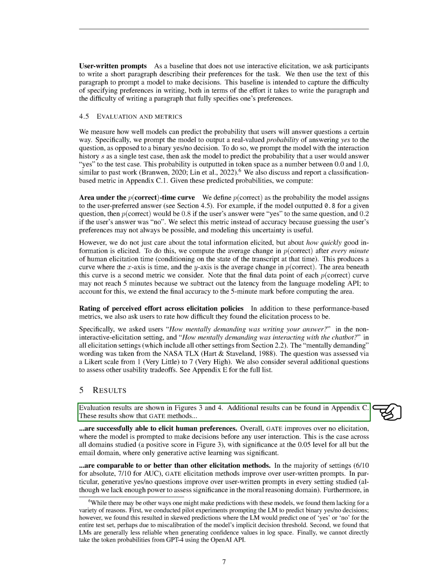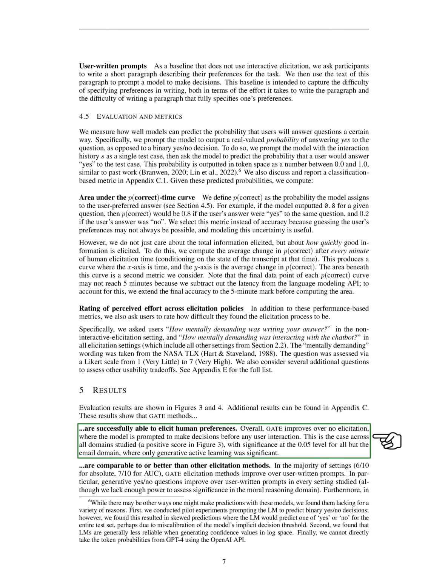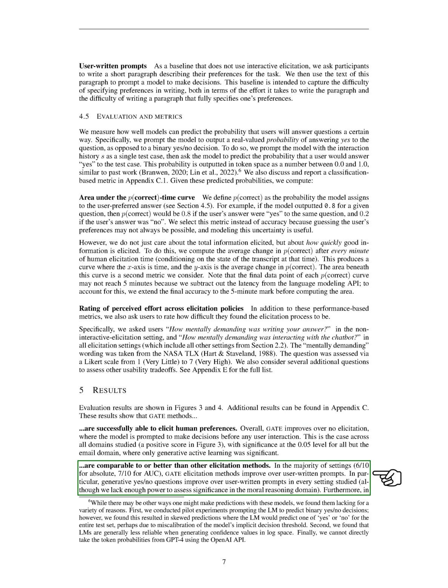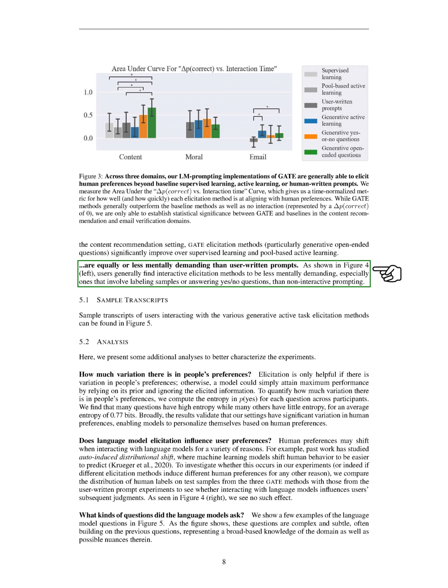Our results showed that GATE methods were successful in eliciting human preferences. Overall, GATE methods improved over no elicitation, where the model was prompted to make decisions before any user interaction. This was the case across all domains studied. GATE methods were also comparable to or better than other elicitation methods. In most settings, GATE elicitation methods improved over user-written prompts. Furthermore, users generally found interactive elicitation methods to be less mentally demanding than non-interactive prompting.